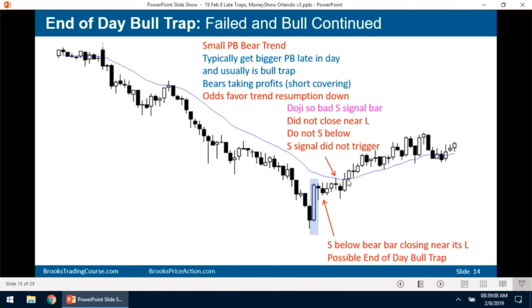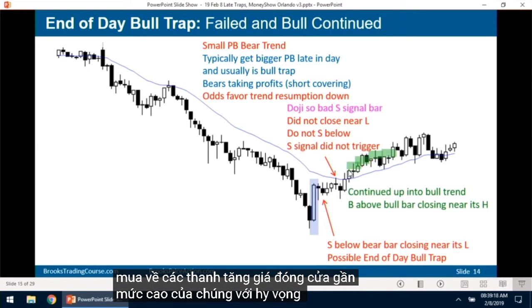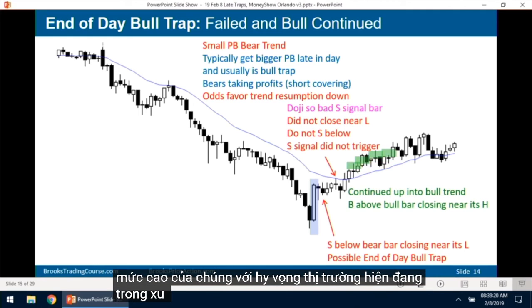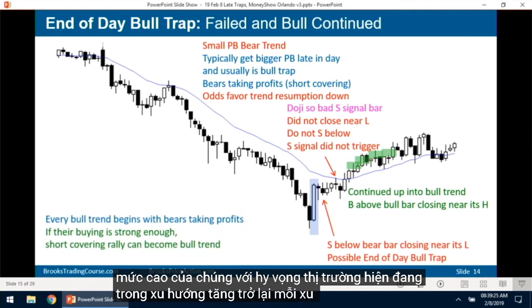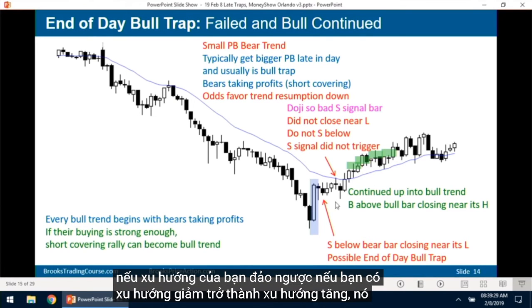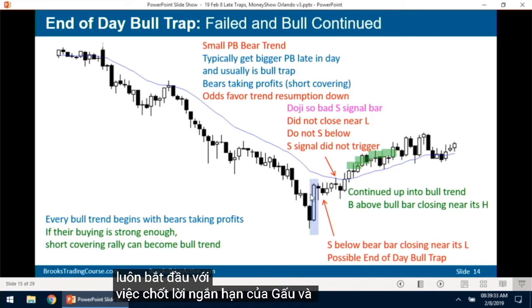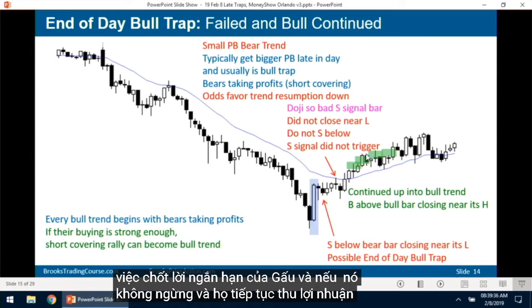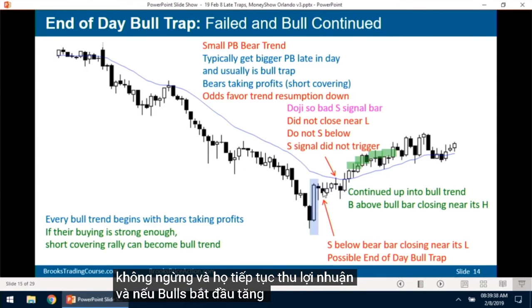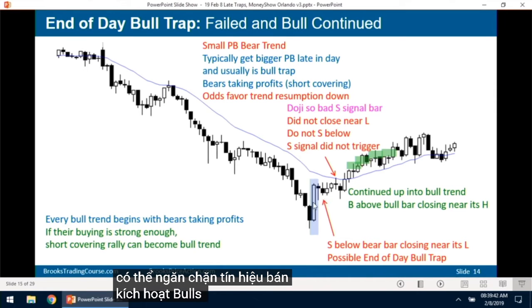We're probably going higher. So at this point, instead of buying above bull bars closing near their highs, expecting the market is now in a bull trend. Again, every bull trend, trend reversal, if you have a bear trend that becomes a bull trend, it always begins with short covering, profit taking by the bears. And if it's relentless and they keep taking profits, and if bulls start to pile on and they can prevent a sell signal from triggering, the bulls are in control.